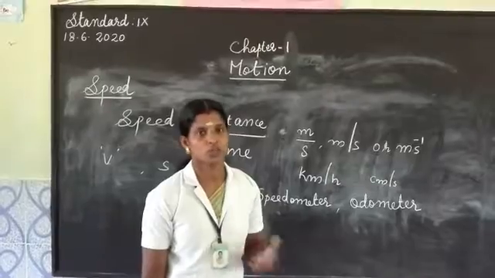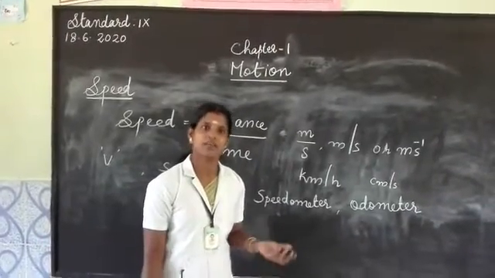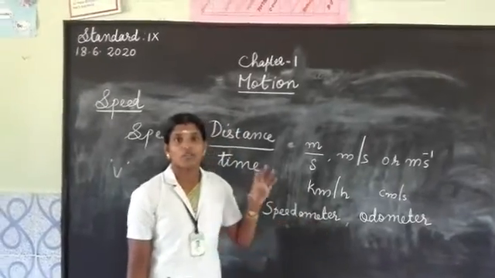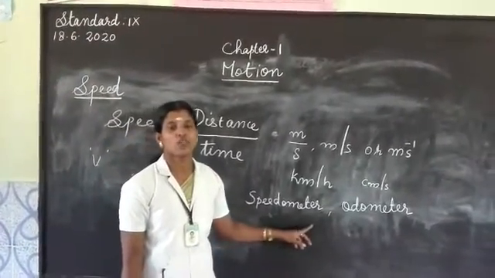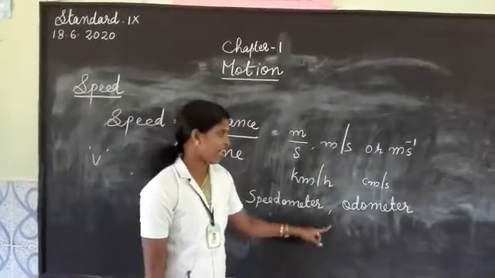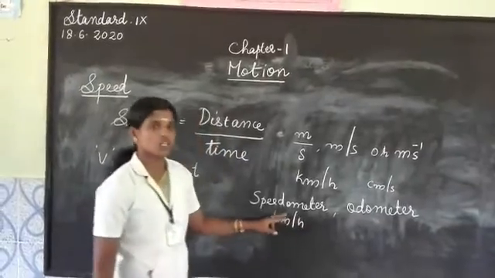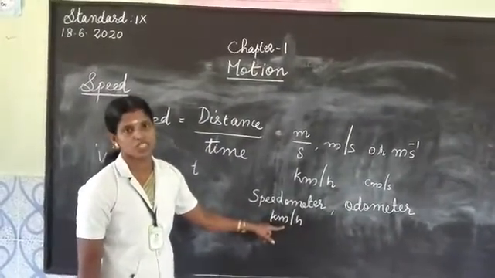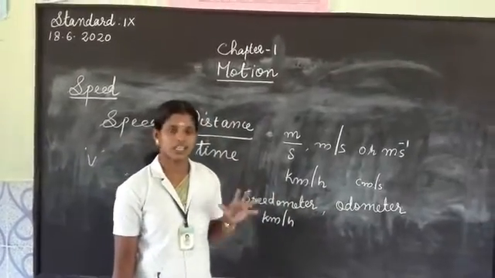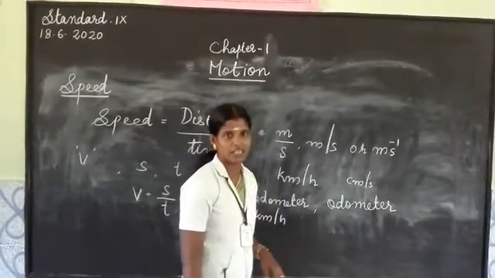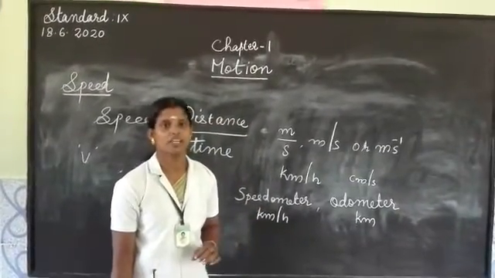When we are going in a vehicle, we cannot go at a particular speed always. Sometimes we have to apply the brakes, sometimes we have to stop the vehicle. So we have to understand at what speed we are going by looking at the speedometer. It is given in kilometer per hour. The odometer is another device inside the vehicle, which shows the distance travelled by the vehicle in kilometers.